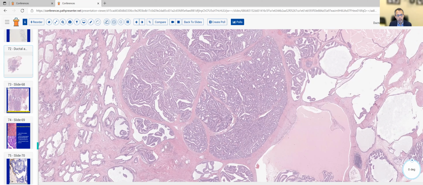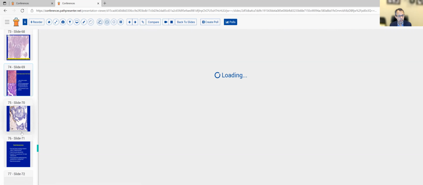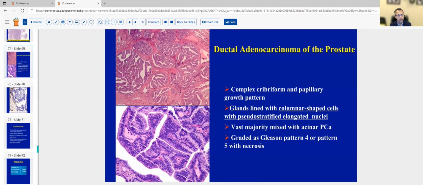I think another very important point to emphasize here is that this proliferation is within these large ducts. That's a very important feature to appreciate. So here are some of the still images, and again notice the presence of pseudostratified columnar lining epithelium, slit-like lumina, which is better appreciated here. So ductal adenocarcinoma, the vast majority are mixed with acinar prostate cancer. Pure examples like these are relatively uncommon. They are graded as a Gleason pattern 4, or pattern 5 if associated with necrosis.